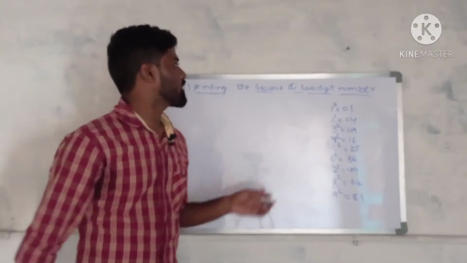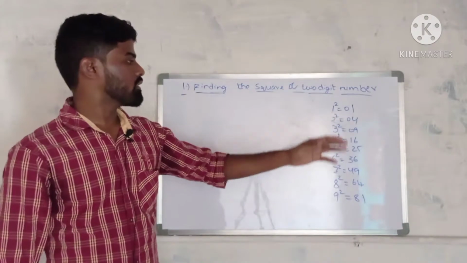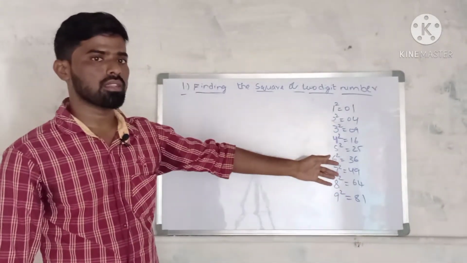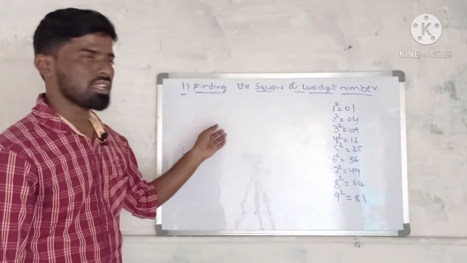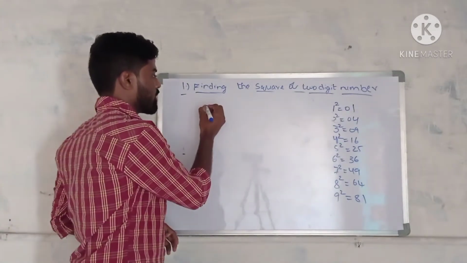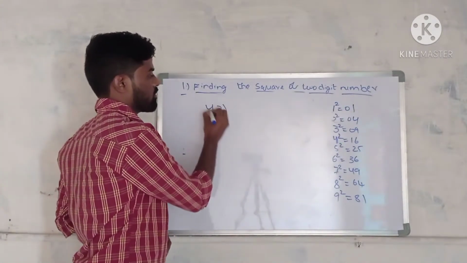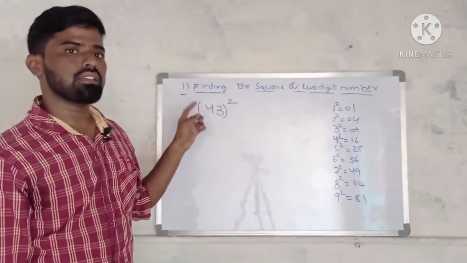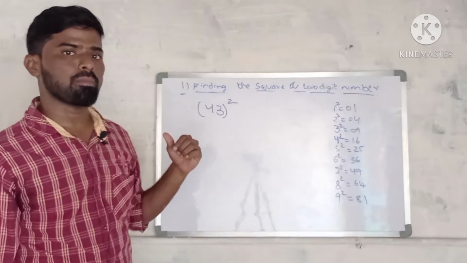For finding the square of a 2-digit number, everyone must remember the squares of numbers up to 9. It is very easy to remember this. Let's see one example of a 2-digit number, 43 square. First I will explain the trick, next I will explain where the trick is derived from.